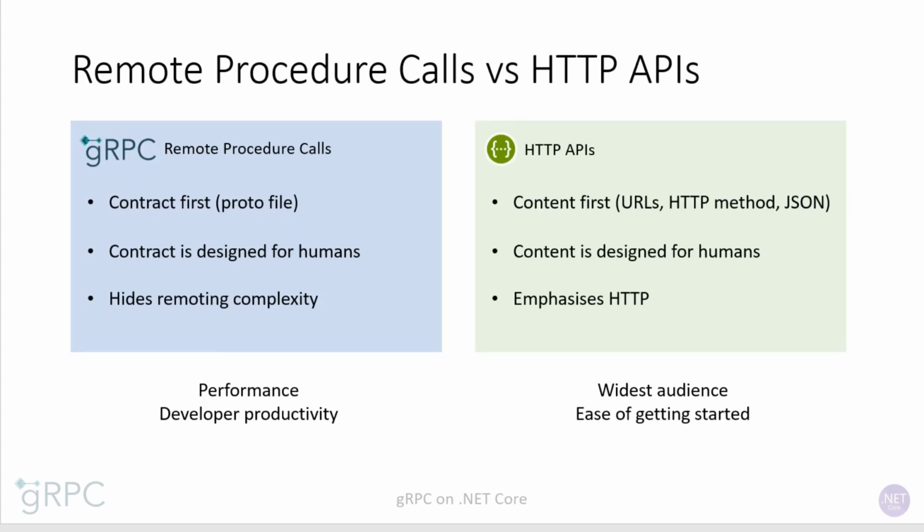So now we will look at how gRPC is different from HTTP APIs. Unlike HTTP APIs that use HTTP 1.1, gRPC uses the HTTP2 protocol, which allows for more efficient use of network resources through multiplexing. While HTTP APIs focus on the shape and content of HTTP, gRPC emphasizes contract first development using protocol buffers to define how data is structured and communicated.